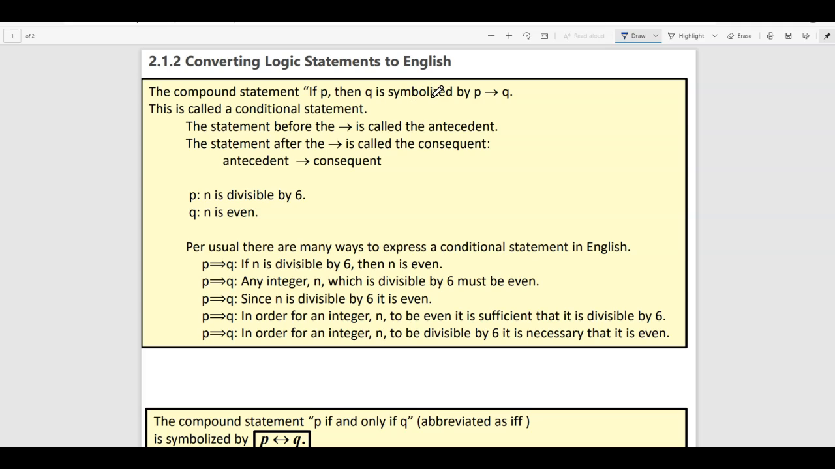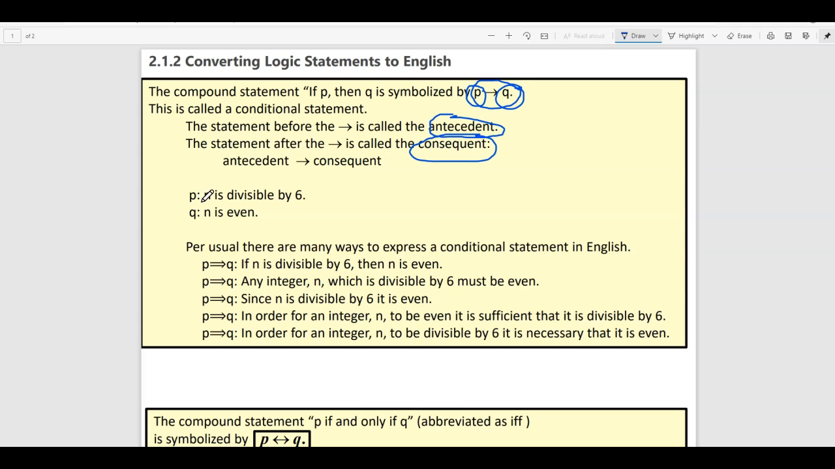The first compound statement is if-then. The way you represent it is: if P, then Q. The statement before, the P, is called the antecedent, and the Q is called the consequent. If antecedent, then consequent. Let's take an example.